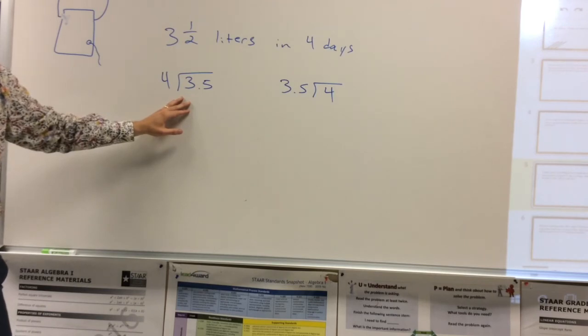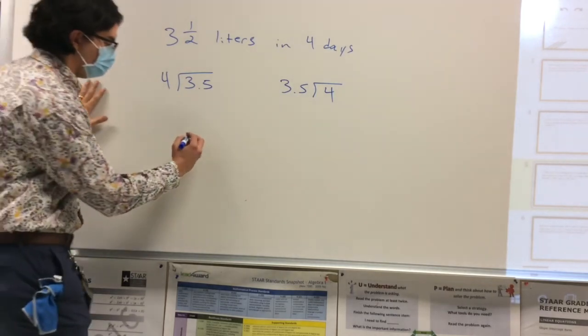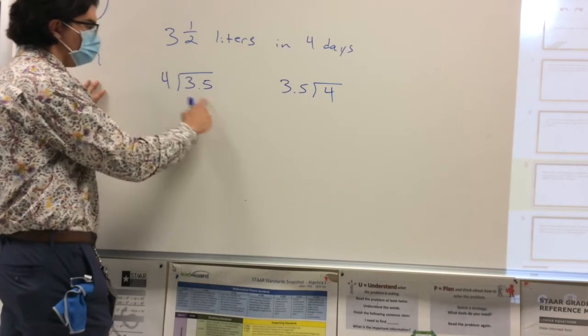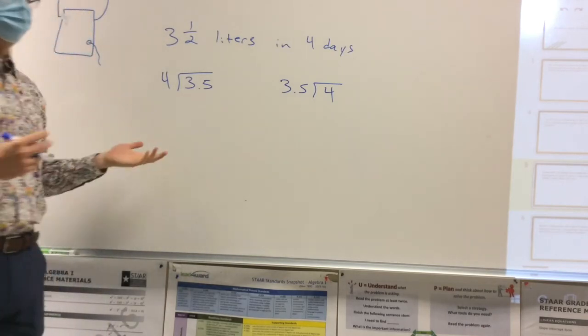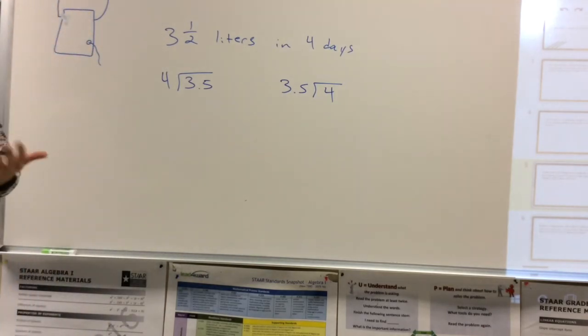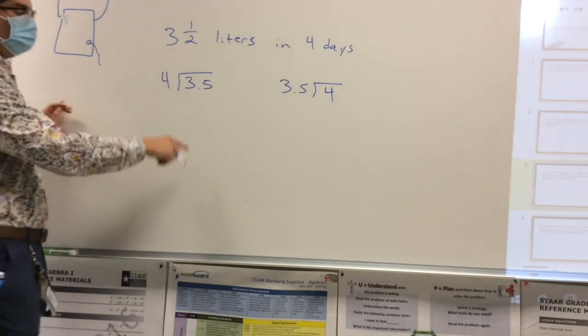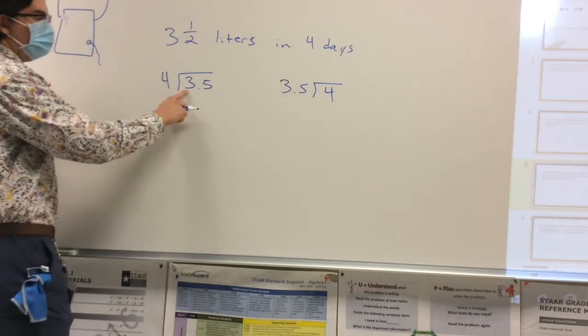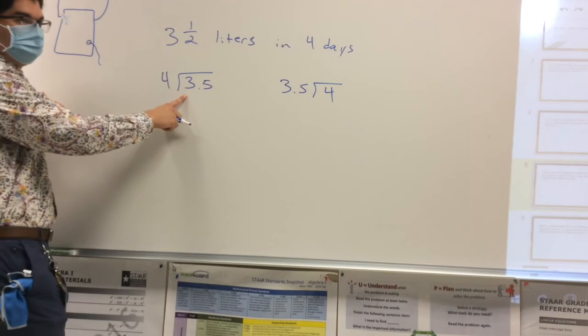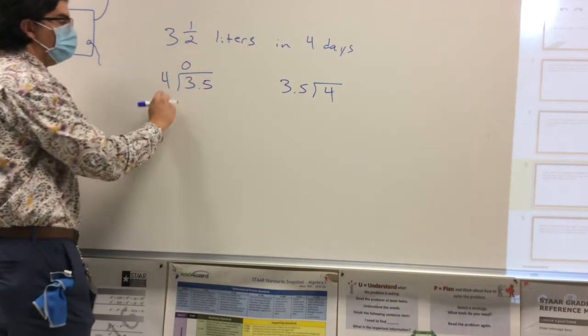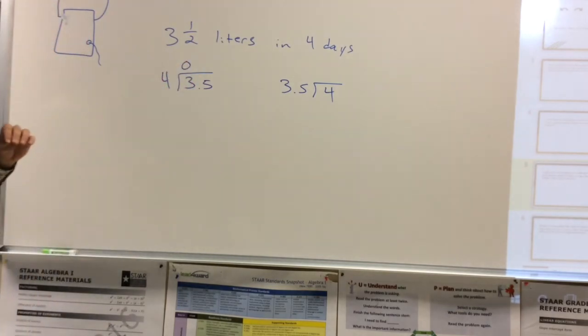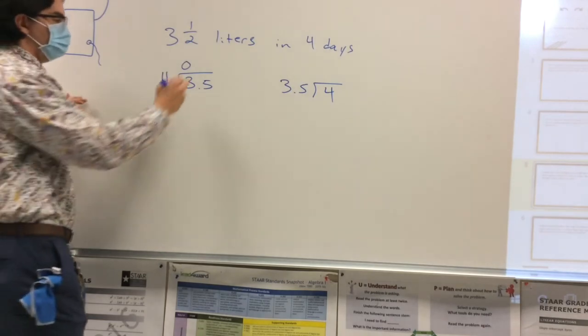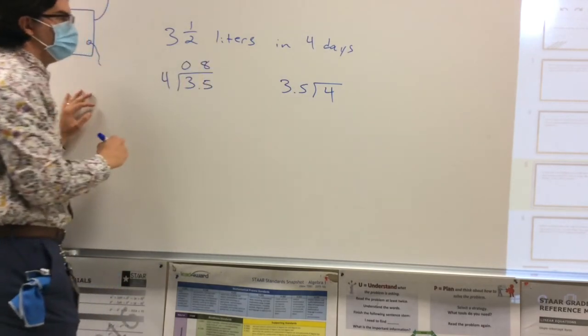Okay? So let me show you a different way to write this. If we have it this way, we can solve it as decimals or fractions. It makes no difference to me. I'm going to just solve it as decimals. 4 goes into 3 how many times? 0. How many times does 4 go into 35? 8. What is 4 times 8? 32.